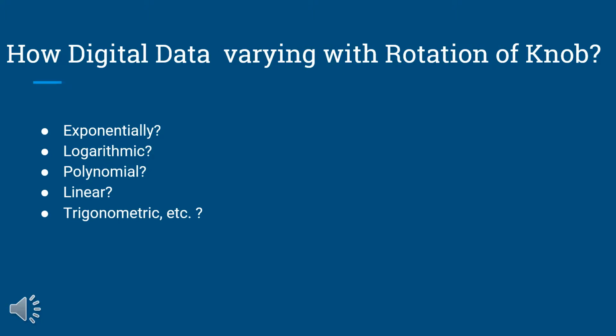Now the question arises: how does the digital data vary with the rotation of the knob, in which function are they dependent on each other? It can be exponential, logarithmic, polynomial, linear, or trigonometric. Next we look at these different possibilities, and finally we come to a particular conclusion.